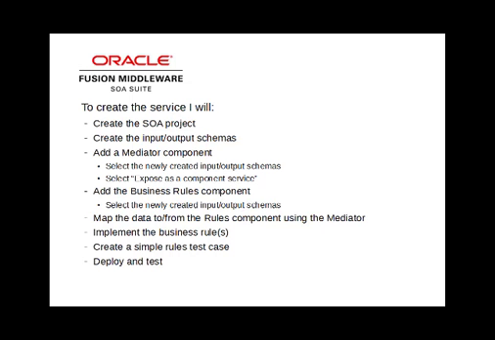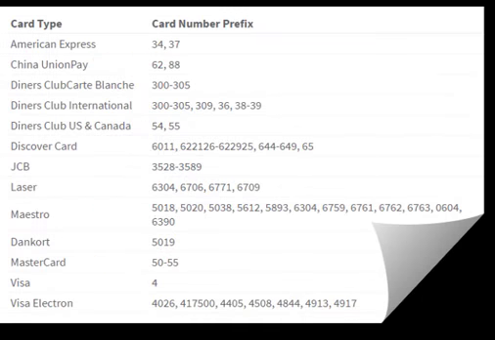I'll create the input and output schemas. I'll add a mediator component, selecting the input and output types from the previous step. I'll add the business rules component, map the data to and from the rules component using the mediator, implement the business rules, create a simple test case, and deploy the server and run a quick test. The purpose of this rule will be to derive the credit card type from the card number.